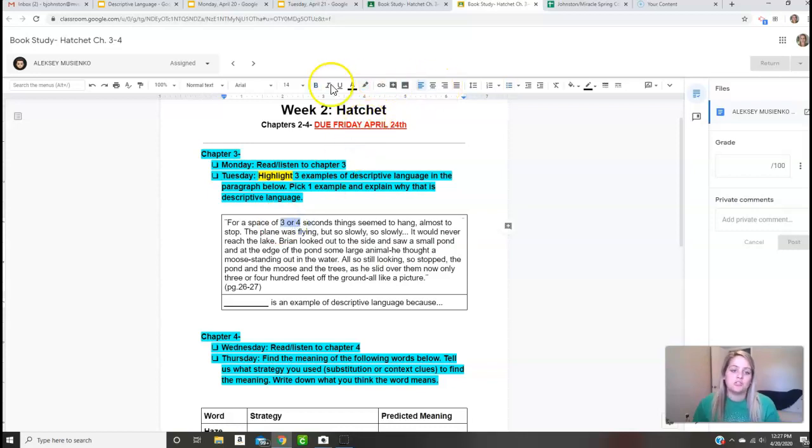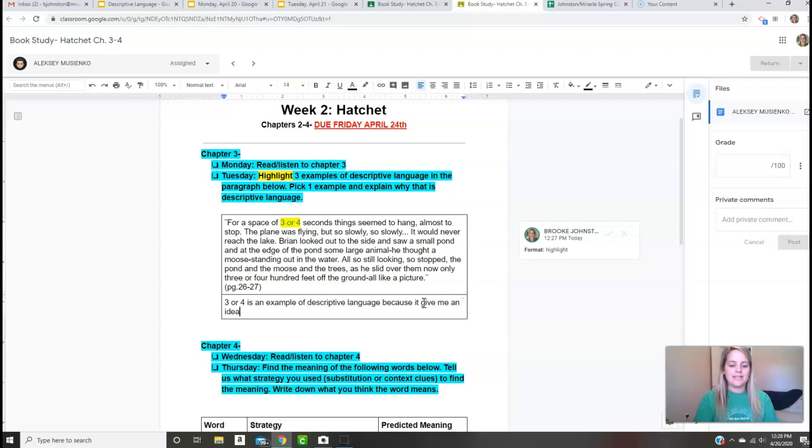So that's your first description there. So I would highlight that. And then if I'm using that for, oh, whoops, I'm in commenting mode, hold on. So then if I choose that one for my sentence, 3 or 4 is an example of descriptive language because it gives me an idea of exactly how long Ryan was thinking as it moved toward the ground.